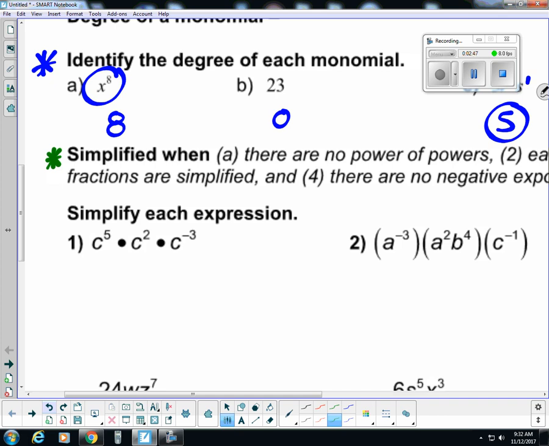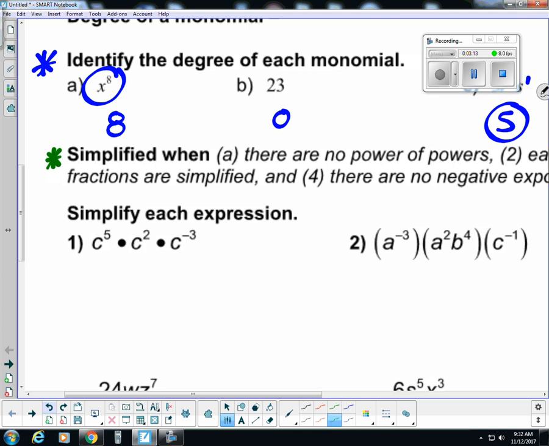Okay, number 2, each base appears exactly once. Well, what's a base? Well, look at number 1 here. These are your exponents. These are your bases. Okay, so this one isn't simplified because I see my base 3 times. One of the characteristics of an expression being simplified is that each base only appears 1 time.